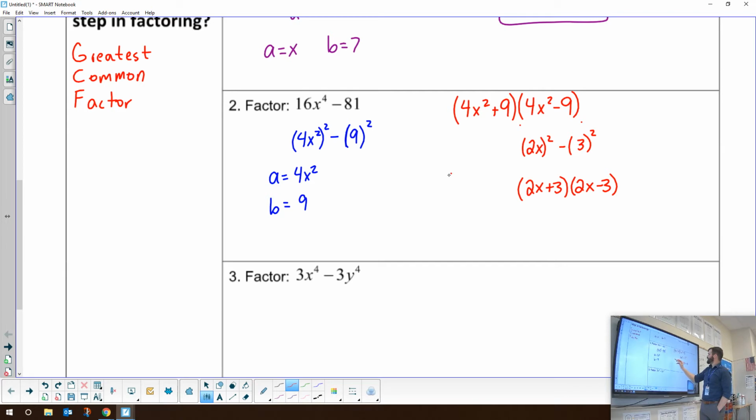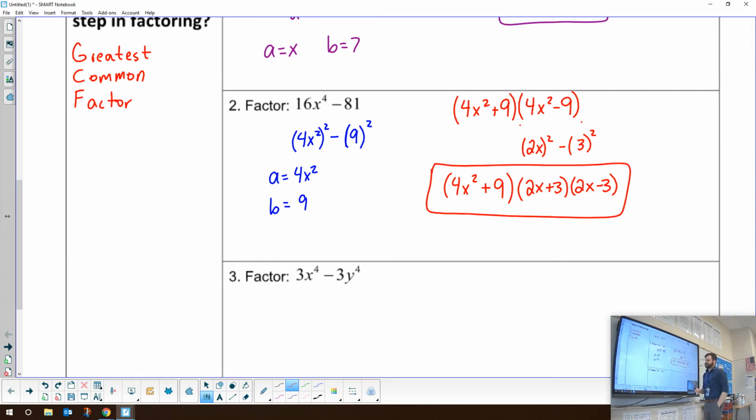However, we still have this parentheses out in front, 4x squared plus 9. This can't factor anymore, so this whole thing is just going to be my factored answer. Sometimes, if we're lucky, we can factor twice. Okay? So if you ever see x to the fourth, you might be thinking, oh, maybe this one will factor out twice. Okay? Sometimes it does, sometimes it doesn't.